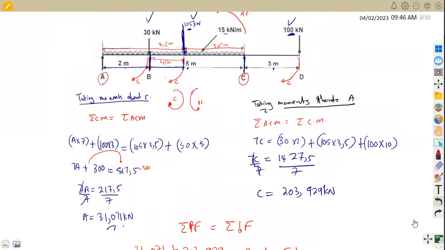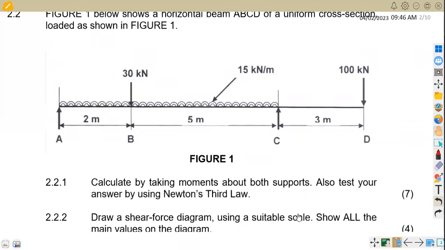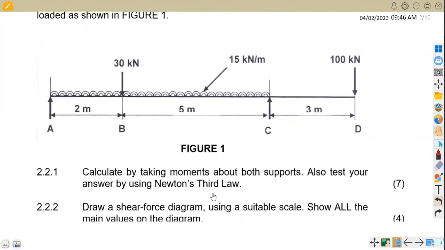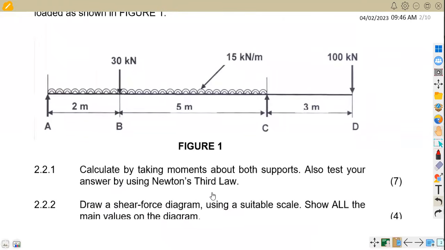All right, so that's what we had from this part. We are going to move on to the other part of the question. Let's check what we are given. And now we are given: draw a shear force diagram.